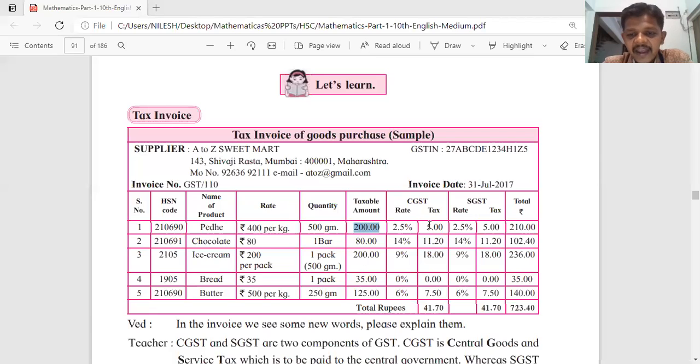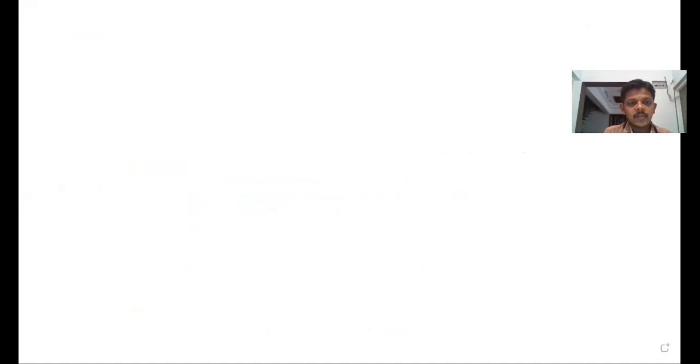Let us see in the book. So here the tax rate for payday is total 5%. So 2.5% goes to CGST, that is central, and 2.5% goes to state, equal division. You can see 5 rupees over here, 5 rupees over here. Total tax was 10 rupees because total tax rate is 5%. 5% of 200 is rupees 10. If you do the calculations and check, 5% of 200. He had purchased a payday worth 200 rupees. Let me do it very quickly.